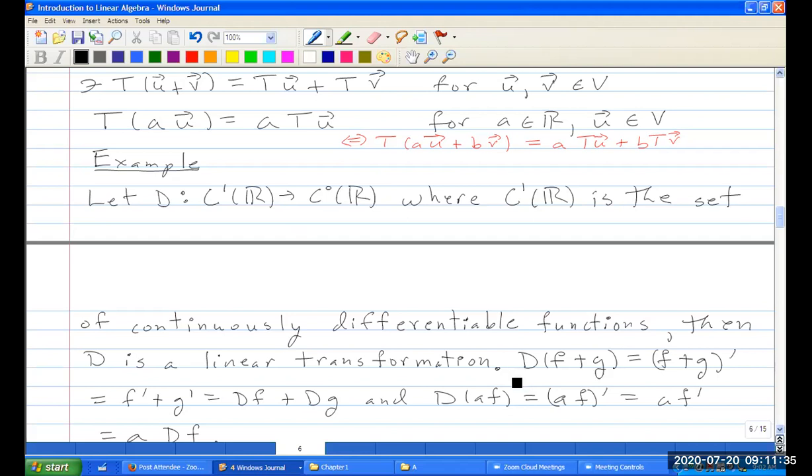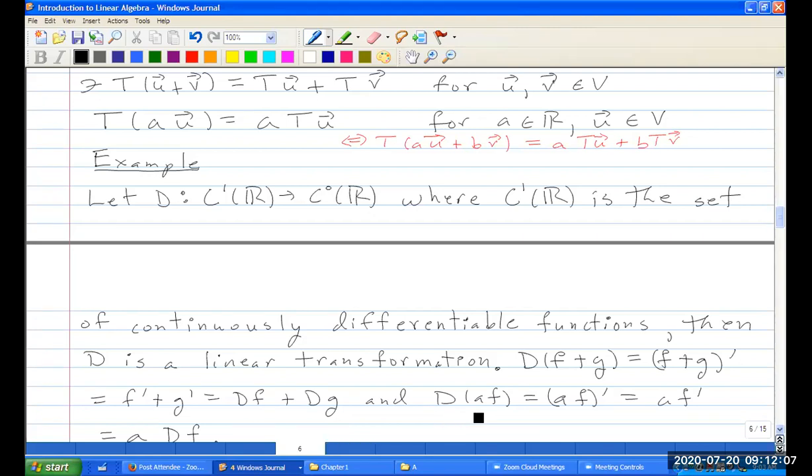So what is D of f plus g? Well, it's just (f plus g) prime. Take the derivative. Well, what's (f plus g) prime? Well, I know that (f plus g) prime, by the sum rule, is just f prime plus g prime. Oh, the sum rule is this first linearity property, the fact that it's a linear transformation. So it's Df plus Dg.